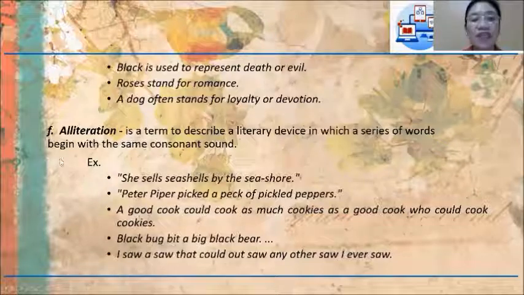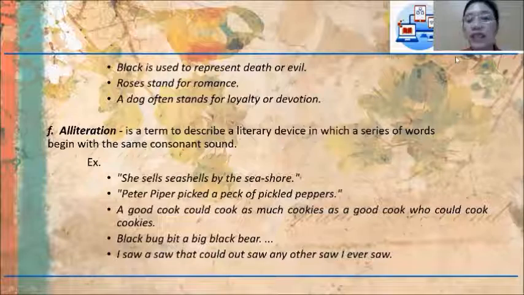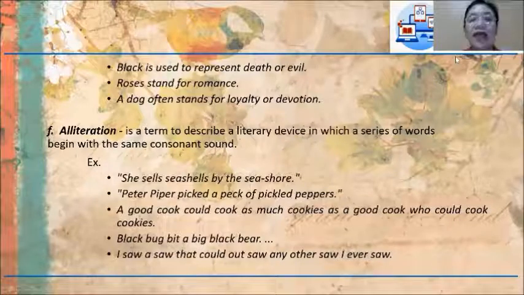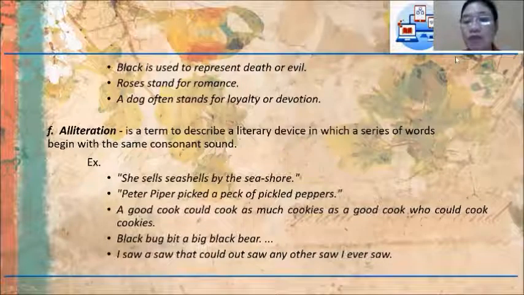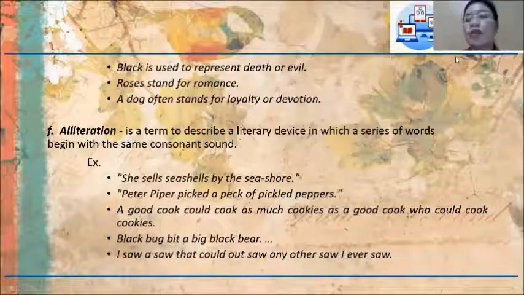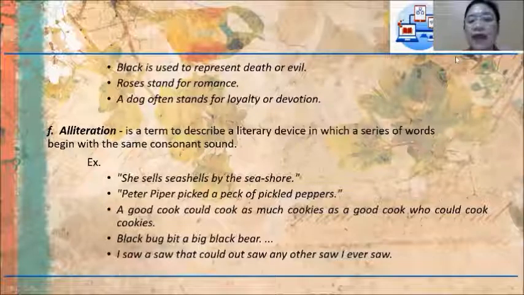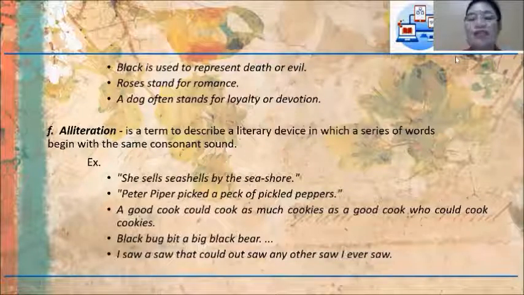Now, another one we have here, alliteration. It is a term to describe a literary device in which a series of words begin with the same consonant sound. So it is just like a tongue twister. For example, she sells seashells by the seashore. Peter Piper picked a pack of pickled peppers. A good cook could cook as much cookies as a good cook who could cook cookies. Black bag beat a black bear. I saw a saw that could outsaw any other saw I ever saw. So that is alliteration.